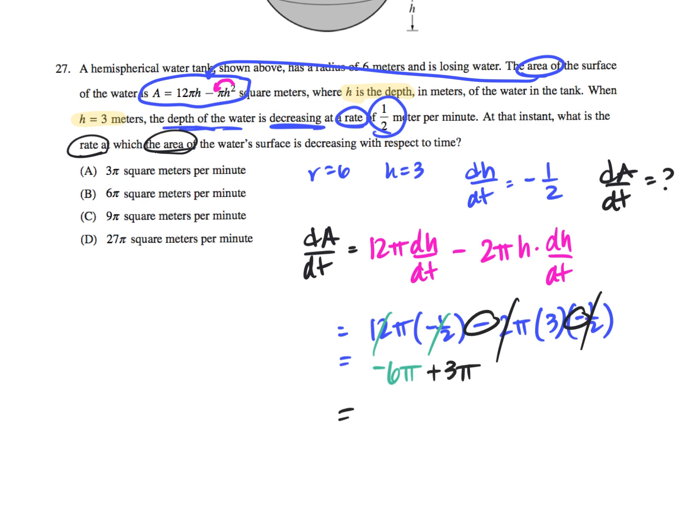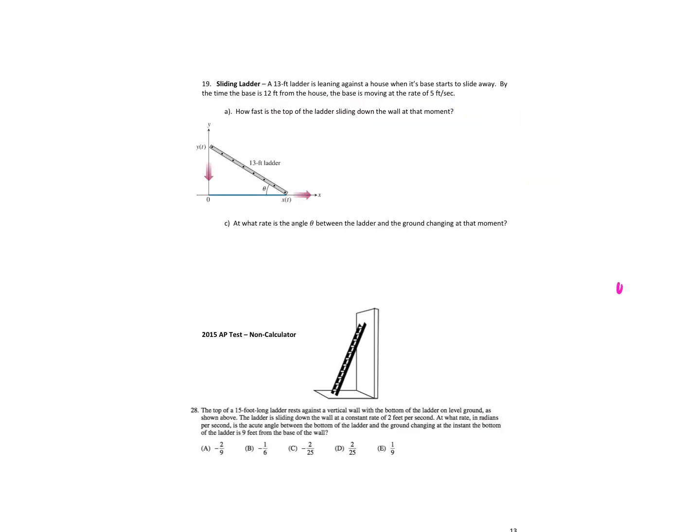Final answer, oh, negative 3 pi. Question, why are all these positive? Because it's asking how fast it's decreasing. They already said we know it's decreasing. We know it's going to be negative. Since they said decreasing, that's why their answer is positive. Great. Ooh, 400.